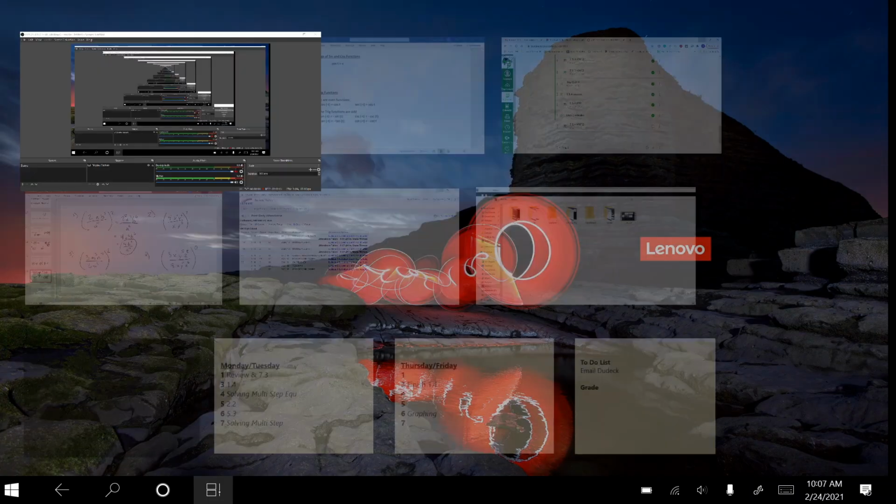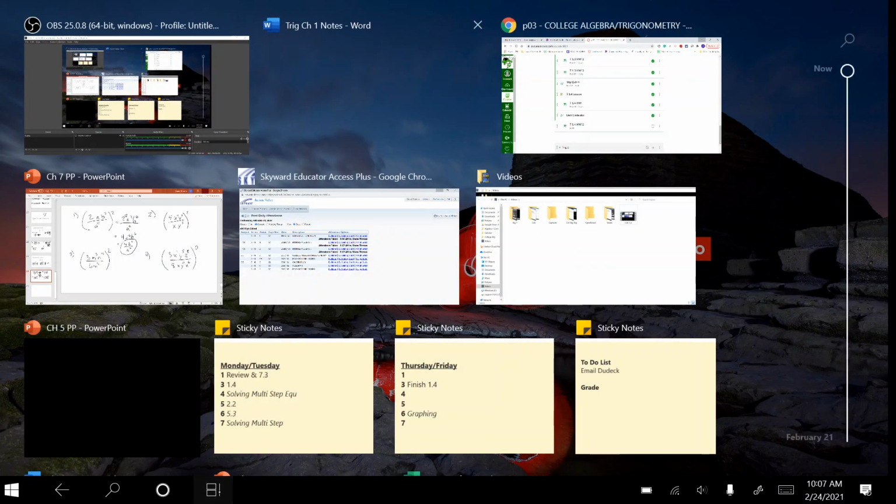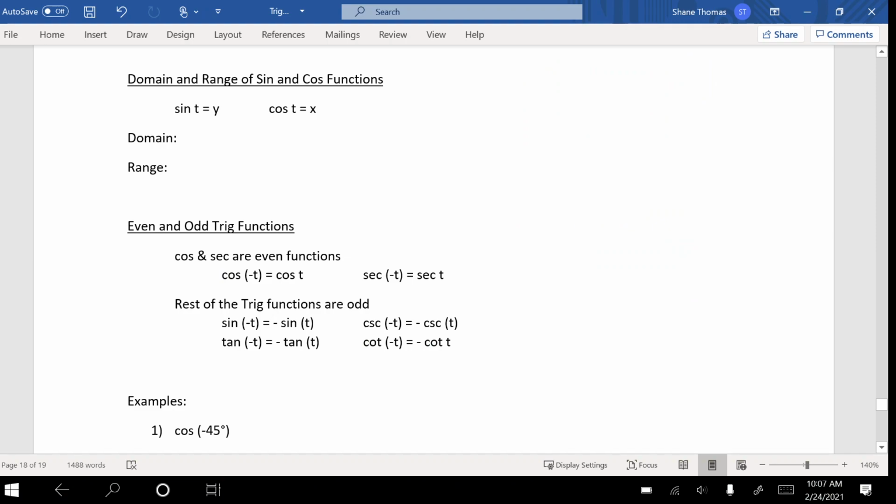All right, and this will finish up chapter 1 for us. This isn't too crazy of stuff here. It's just going to be some more specifics about the unit circle and those types of things. The first thing, we have the domain and range of sine and cosine functions because they're kind of an oddball for us.